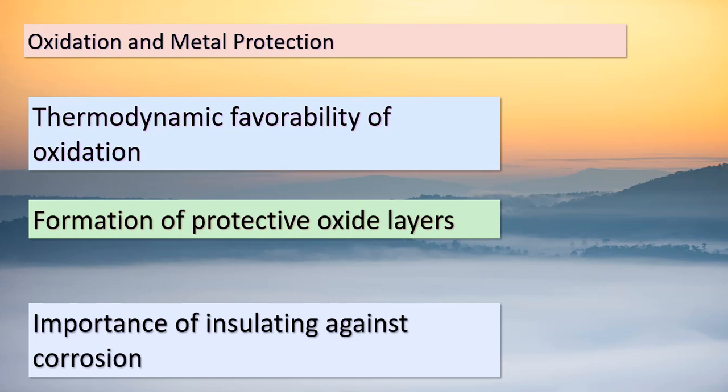When certain metals undergo oxidation, they form a thin but crucial oxide layer on their surfaces. This layer acts as an insulating barrier, shielding the metal from further corrosion. So, remember, while oxidation may seem concerning, it can also be a natural defense mechanism. Shall we move on to the next part of our lesson? It's going to get even more intriguing.